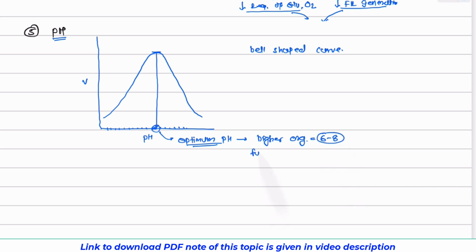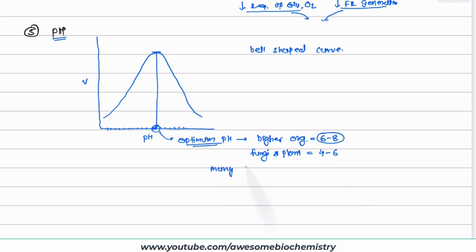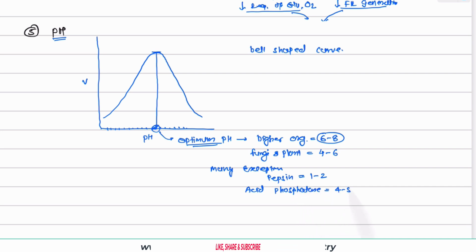Whereas in case of fungi and plants, the optimum pH is a little bit on the acidic side, and that is between 4 to 6. But there are many exceptions. For example, pepsin, which is secreted in our stomach, its optimum pH is between 1 to 2. It is very acidic. Then we have an enzyme called acid phosphatase. Its pH optimum is between 4 to 5, and its counterpart, alkaline phosphatase, has its optimum pH on the alkaline side, that is 10 to 11.